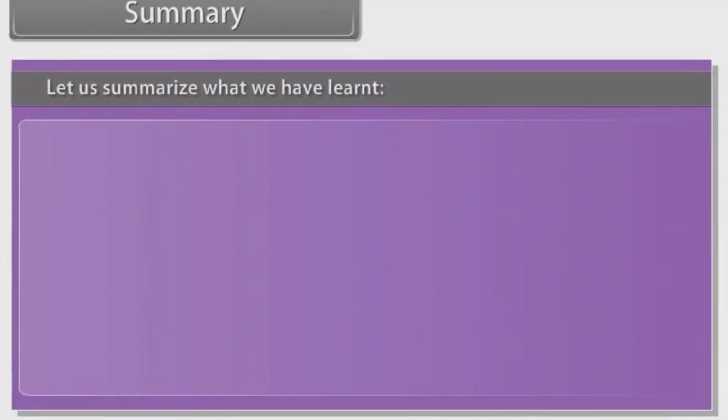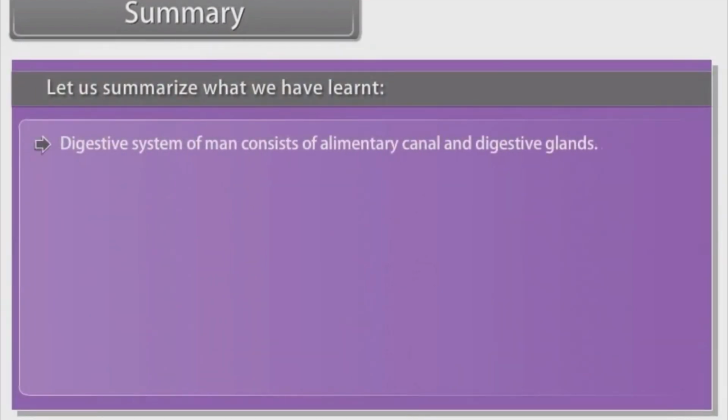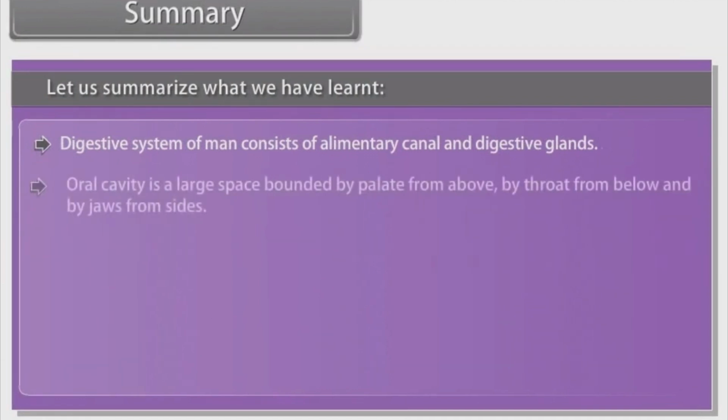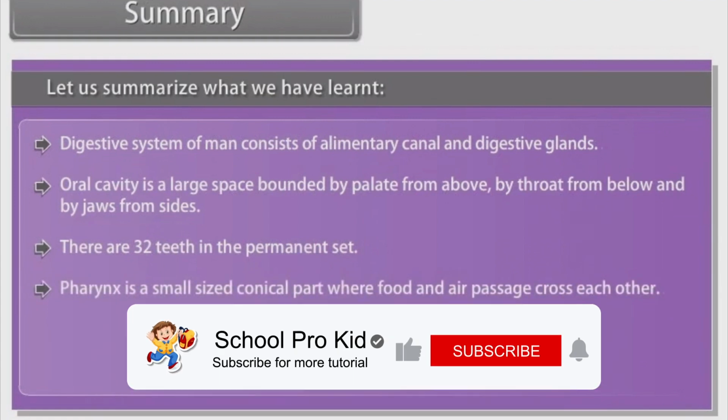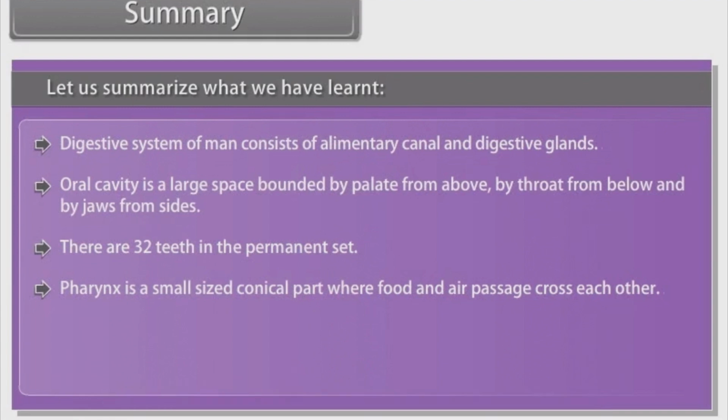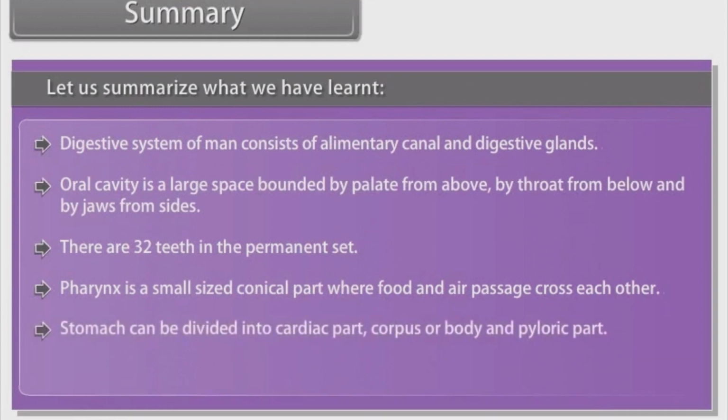Summary. Let us summarize what we have learned. The digestive system of man consists of the alimentary canal and digestive glands. The oral cavity is the large space bounded by the palate from above, by the throat from below, and by jaws from the sides. There are 32 teeth in the permanent set. The pharynx is a small conical part where food and air passages cross each other. The stomach can be divided into the cardiac part, corpus or body, and pyloric part.